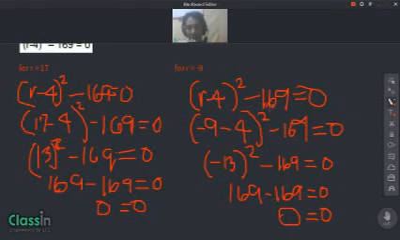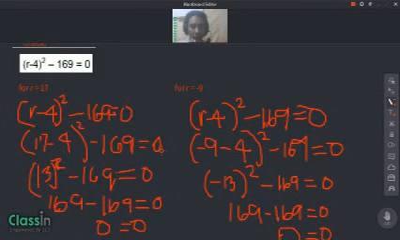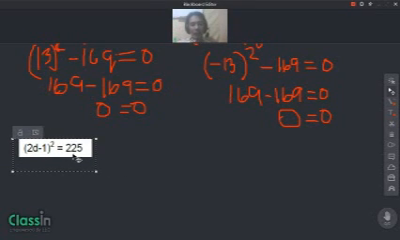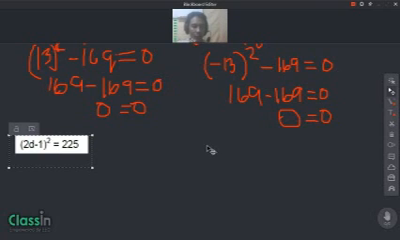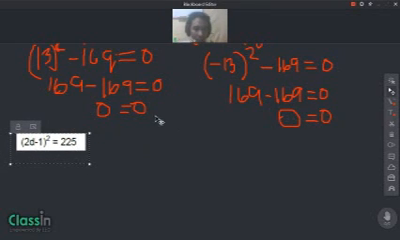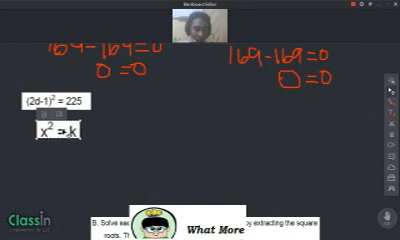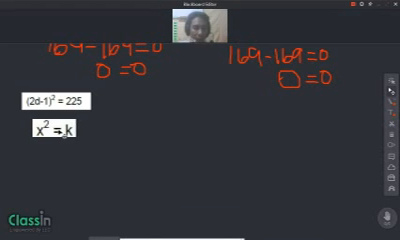Okay, so I hope you followed our solutions in solving a quadratic equation by extracting the square root. So this is our second equation: (2d minus 1) squared equals 225. This is already in the form x squared equals k, so we will extract the square root of 225.